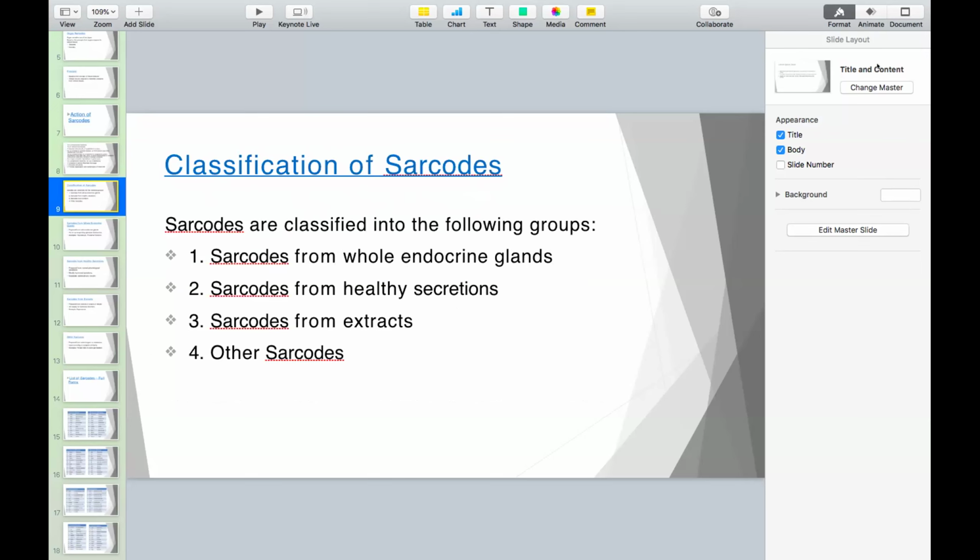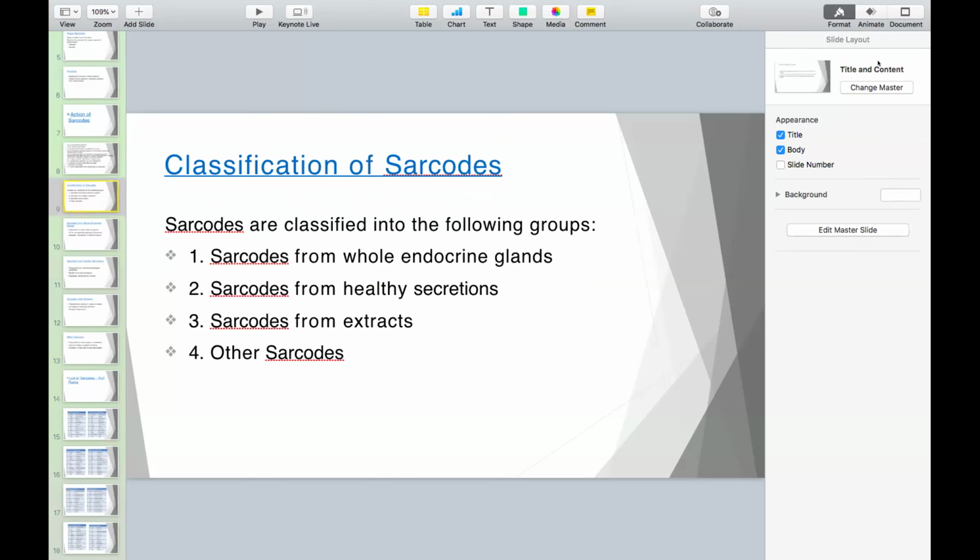Classification on the basis of preparation has four basic classes: sarcodes from the whole endocrine gland, sarcodes from healthy secretions, sarcodes from extract, and other sarcodes. Next. First, sarcodes from the whole endocrine gland. It is prepared from the whole endocrine gland, used for glandular dysfunctions, what we call thyroidinum or pituitaria posterium. Next.